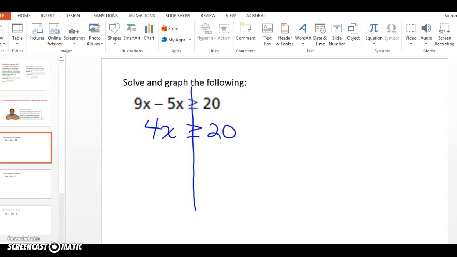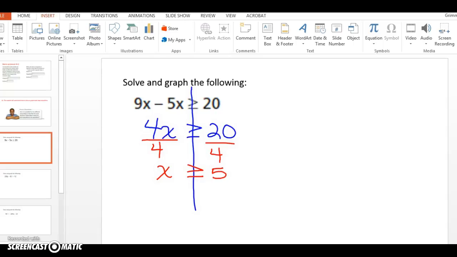Okay? And then now when we get to here, this is a basic one-step equation. So we're just going to divide both sides by 4. That does not switch my inequality symbol because I divided by a positive. So this is x, and 20 divided by 4 is 5.